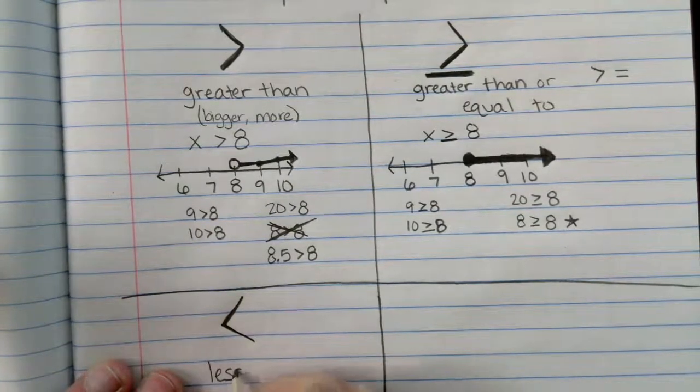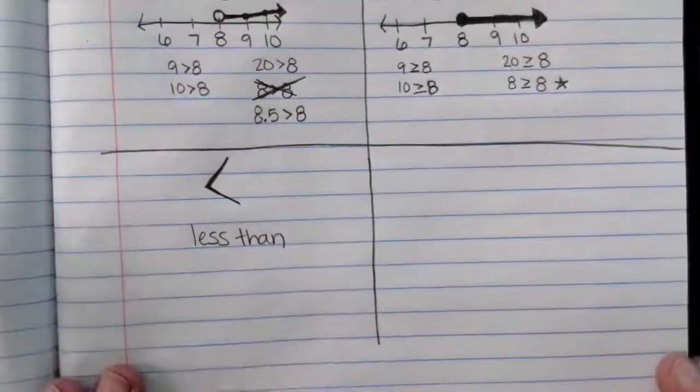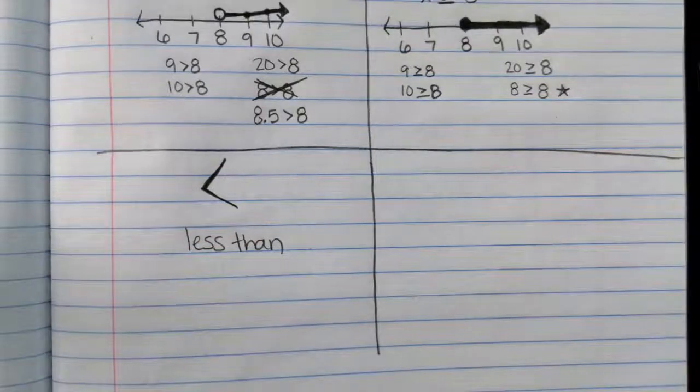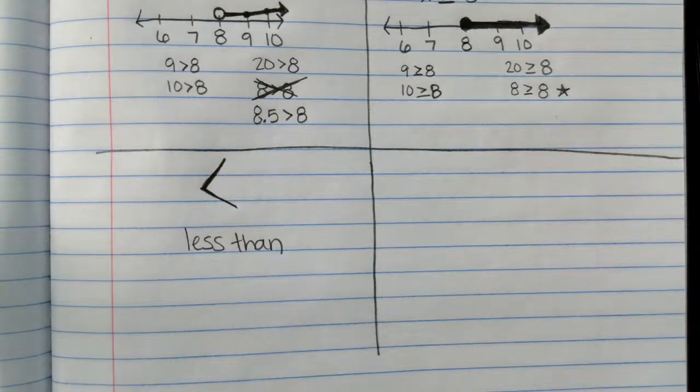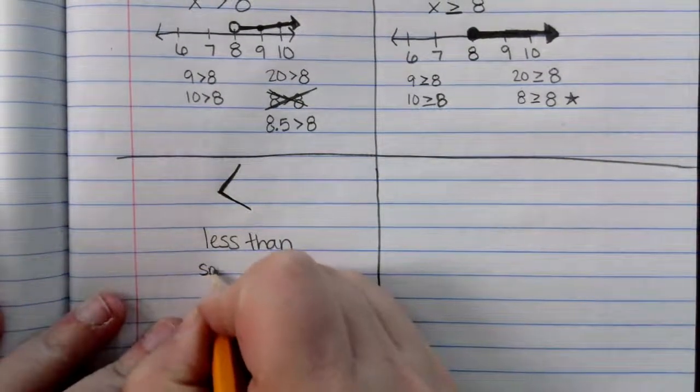And what does it mean to be less than someone? Not as much as. So if Phelan stands next to me, and we look at our heights, who is less than the other? I am less than Phelan, right? If we look at our heights. Thanks. Okay, so less than means to be smaller. Or it means to have fewer or be less.